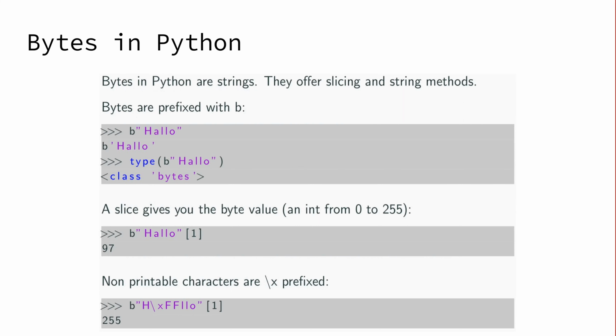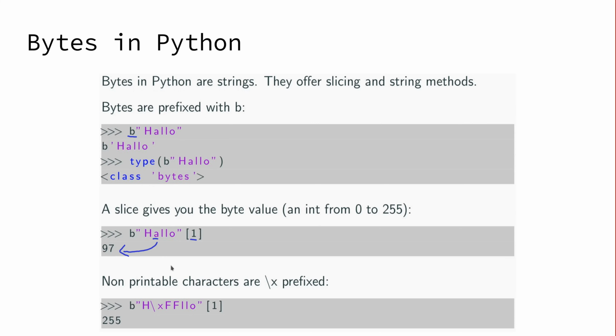Bytes in Python are essentially strings, and they offer slicing and other string methods as well. A byte string in Python is prefixed with a b. So b'hello' is a byte string. You can see that here. If I call type on it, it tells me the type is bytes. If I just access one element, here the 1, so the a, I get the value of the byte at this position, which is 97. 97 is the ASCII value of lowercase a.